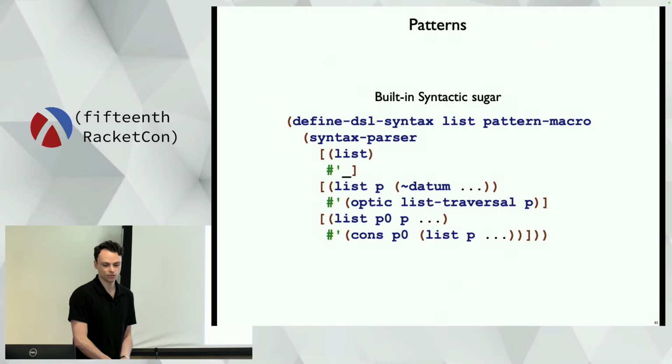And here is the implementation of list. The empty list gets translated to wildcard. If we have an ellipsized list, this just turns into list traversal. And if you have a non-ellipsized list, it just gets translated into cons.